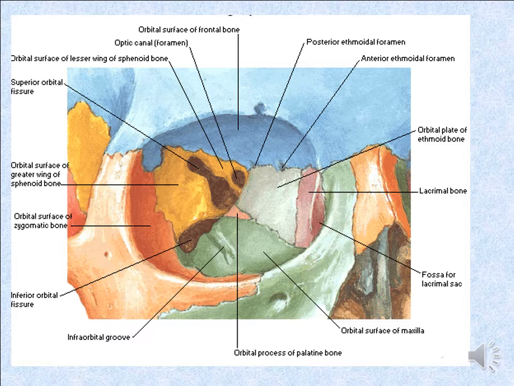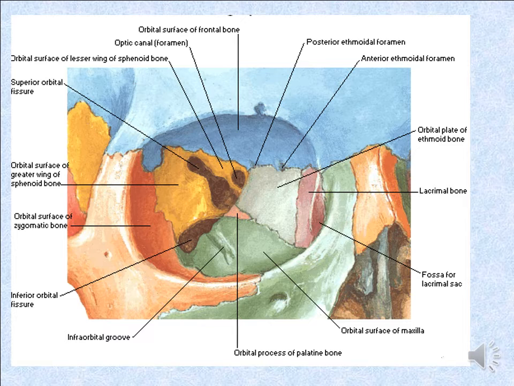And we have a foramen between the roof and the medial wall and lateral wall, the optic canal, or call it the optic foramen. The floor of the orbital cavity has two bones. The anterior, medial, and posterior side of the floor of the orbit is the orbital surface of the maxilla, and the anterior and lateral side is the zygomatic bone.